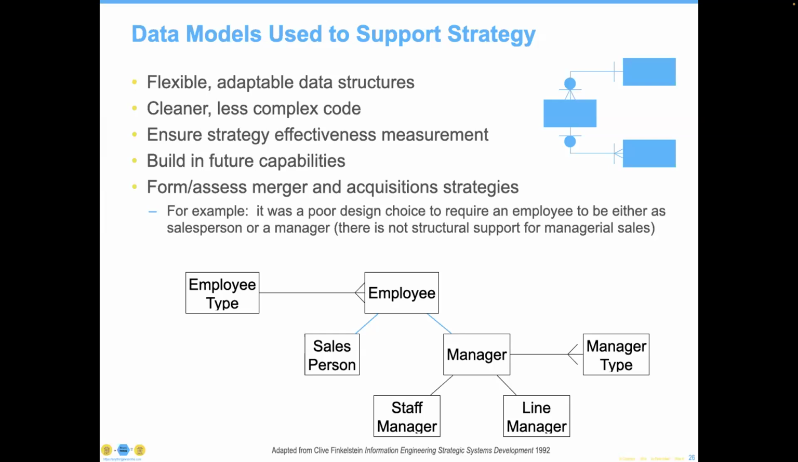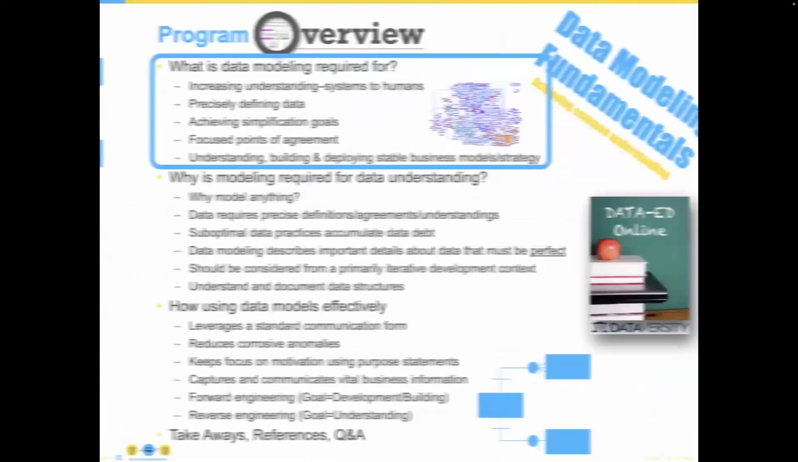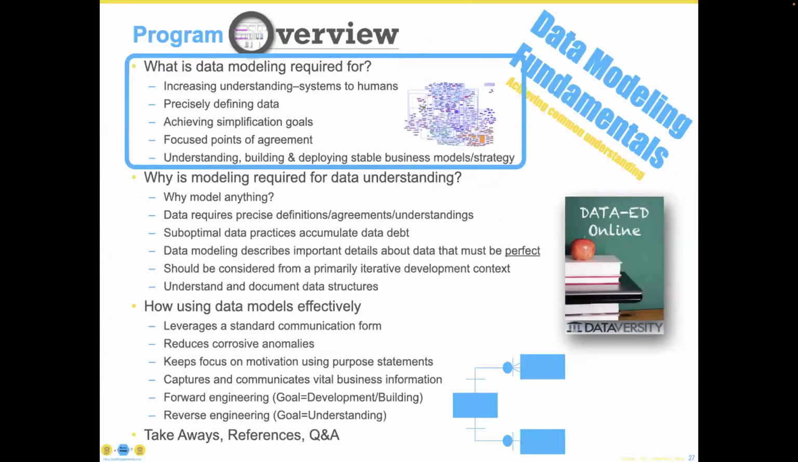Again, the data model did not well support the organizational strategy, and consequently, it was very, very difficult. Well, again, the idea is increasing the understanding of systems for humans. This is how the data model is the currency. It's precision. If it's on the data model, it makes it into the actual production system. If it's not on the data model, it does not. It talks about achieving simplification goals that you can do as the basis of that. And again, Matt's going to hit some of those points later on as well.